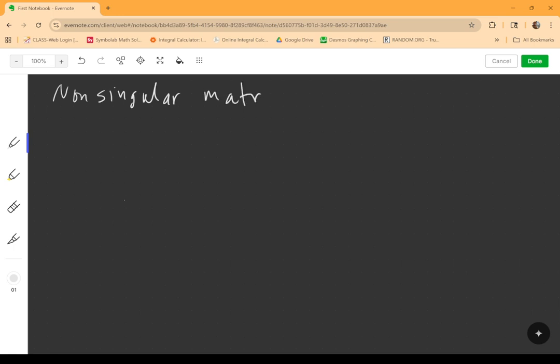Now recall that a non-singular matrix dealt with a square matrix. If A was non-singular, it was square, and all of its columns were linearly independent. That meant a couple of different things you can interpret here. The null space was the zero vector only, the trivial solution.